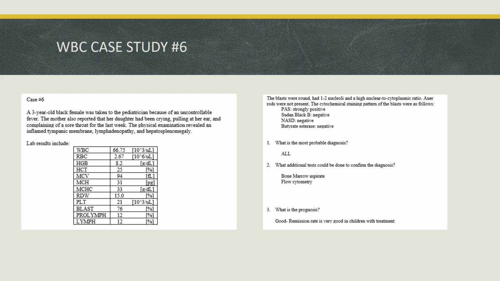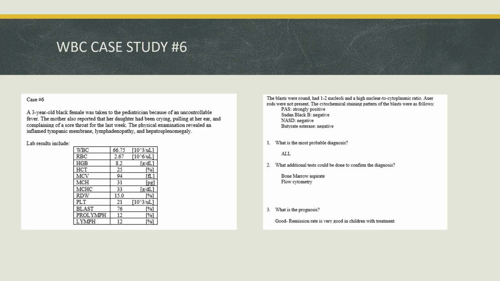Looking at the differential, we now have 76% blasts, 12% prolymphocytes, and 12% lymphocytes as well. So our question is, what's causing the anemia? What's causing the elevated white blood cell count? And what's causing that platelet count to be so low?